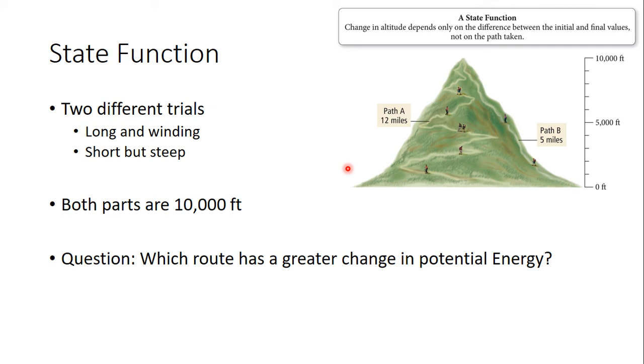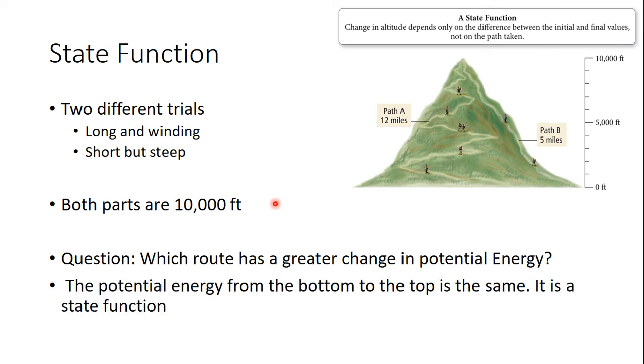We have two different trails to get up this mountain. Path A, which is 12 miles and a switchback, and Path B, which is only 5 miles, but it's steeper. If we're going up 10,000 feet in both cases, which path has a greater change in our potential energy? And the answer to that is the potential energy is going to be the same.